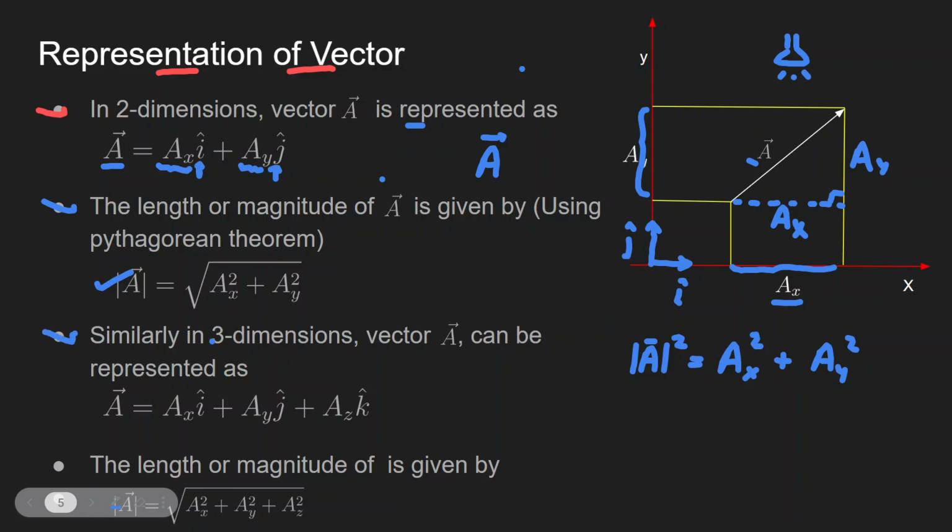Similarly, I can extend it to 3 dimensions. In 3 dimensions, I will have Ax, Ay and Az. If I have the Z axis coming out like this, there will be an Az component along this Z axis. So we will write in 3 dimensions this vector A as Ax i cap plus Ay j cap plus Az k cap. Similarly, the magnitude of this vector in 3 dimensions is given by the square root of Ax squared plus Ay squared plus Az squared.